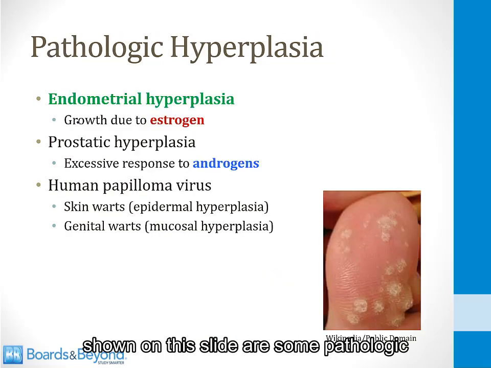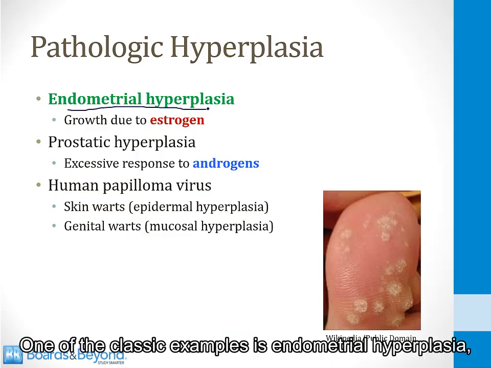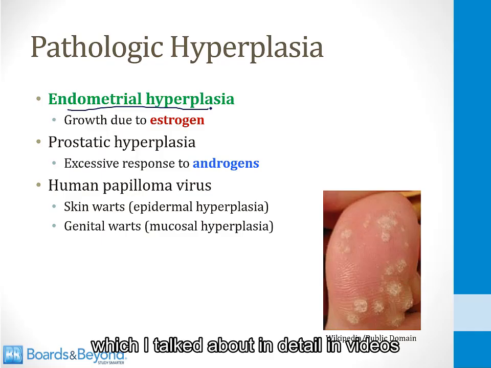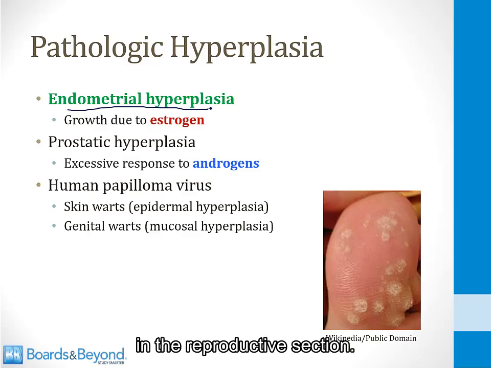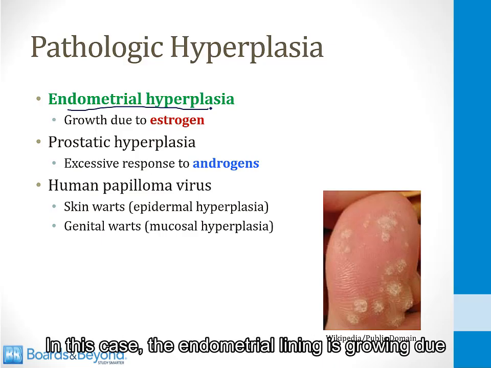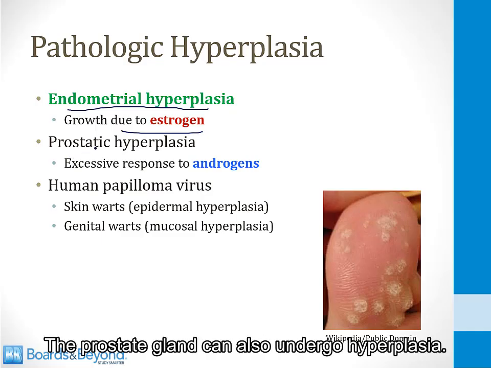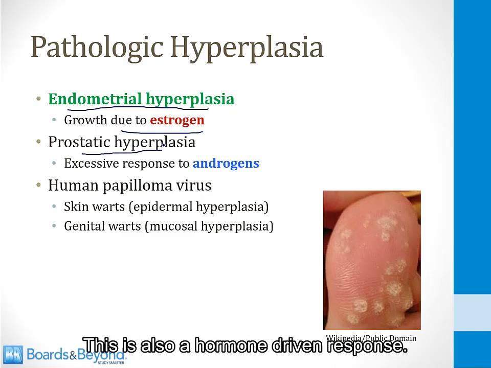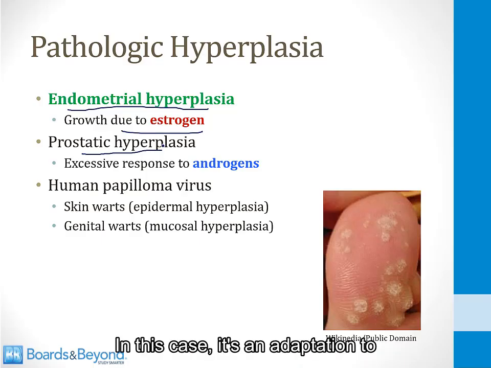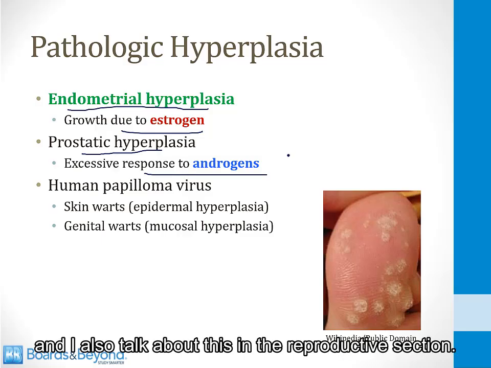Shown on this slide are some pathologic examples of hyperplasia. One of the classic examples is endometrial hyperplasia, which I talk about in detail in videos in the reproductive section. This is a hormone-driven process. As I told you, hyperplasia often occurs in response to hormone stimulation. In this case, the endometrial lining is growing due to estrogen stimulation. The prostate gland can also undergo hyperplasia. This is also a hormone-driven response. In this case, it's an adaptation to the stressor of excessive response to androgens. And I also talk about this in the reproductive section.